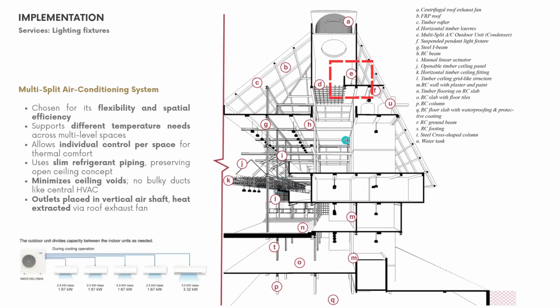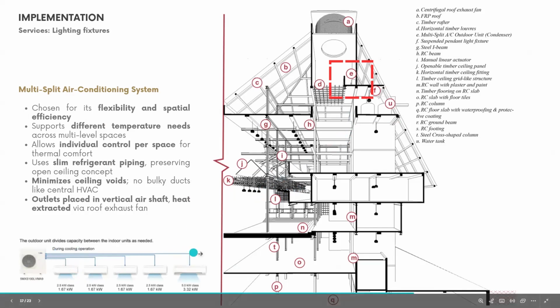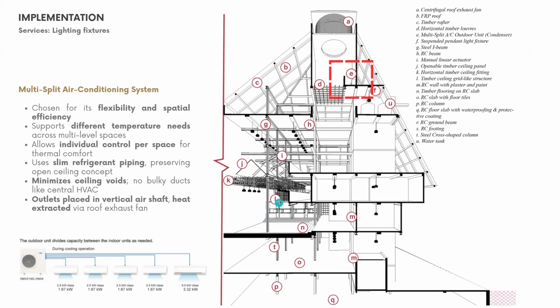Next is the multi-split air conditioning system. This system is chosen because of its flexibility and spatial efficiency. It also supports different temperature needs across multi-level spaces. You can see here one outlet can support many aircon units with their own different temperature needs. So it allows individual control per space, and it also uses the same refrigerant piping.